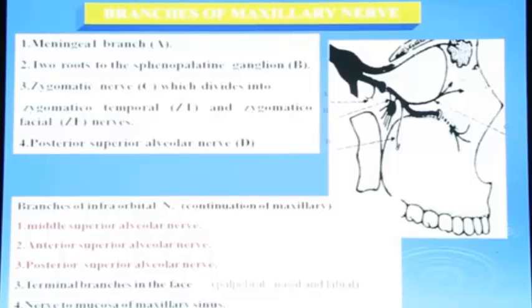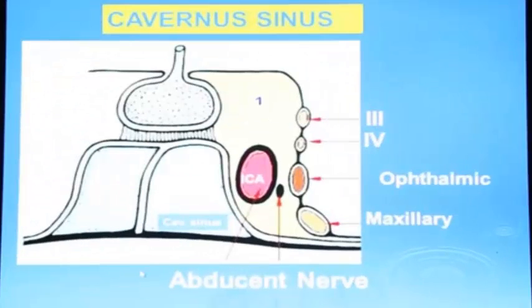Branches of the infraorbital nerve. The continuation of the maxillary nerve is known as the infraorbital nerve, just below the orbit. Its branches are the middle superior alveolar nerve, anterior superior alveolar nerve, and posterior superior alveolar nerve, and terminal branches to the face: palpebral, nasal, and labial. These nerves are important for you as dentistry physicians: middle, anterior, and posterior superior alveolar nerves.